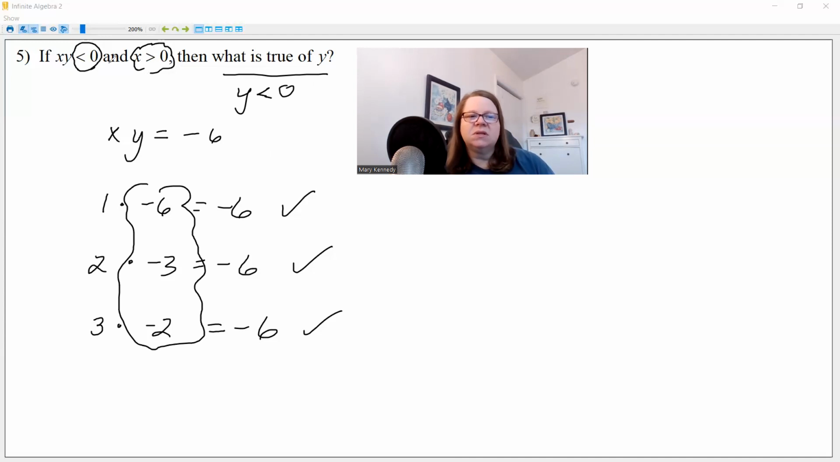And so essentially they're just saying, if you multiply two numbers, something times something, and you get a negative number, if this one's a positive, what does this one have to be? It has to be a negative number. That's kind of the thinking that I would use to do that one.